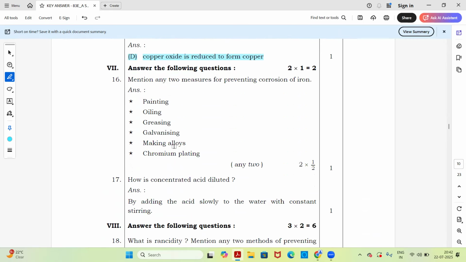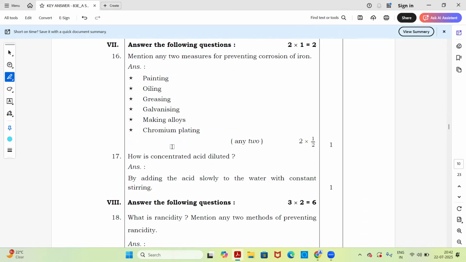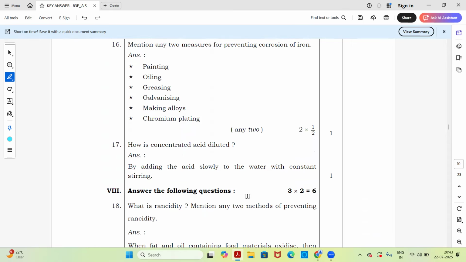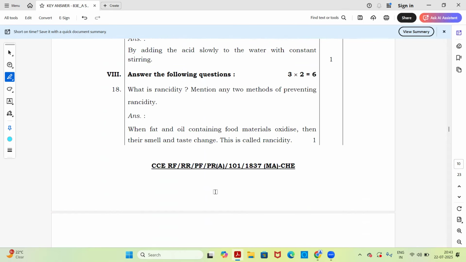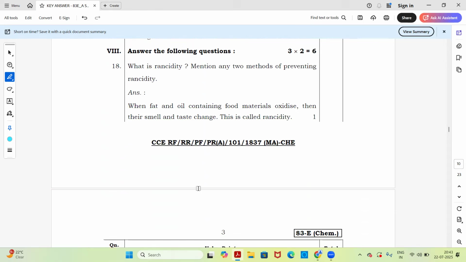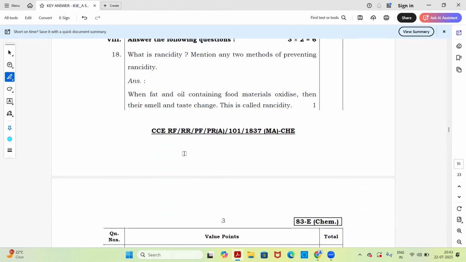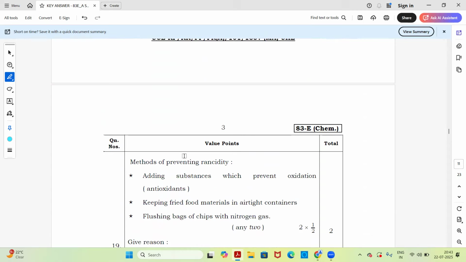Next, question 16. Mention any 2 measures for preventing corrosion of iron. Again, the points are given here. Any two can be written. Question 17. How is concentrated acid diluted? Okay, so the answer is given. Please look at it. The main intention is to show you the questions, what kind of questions are asked, and because the answers are here, you get an idea what points to be written. Coming to the next, answer the following questions. What is rain acidity, and mention any two methods of preventing rain acidity. So again, look for the answer, the main points given here.